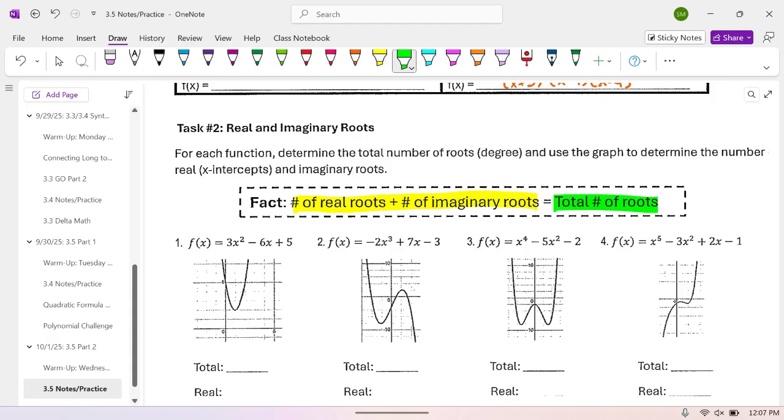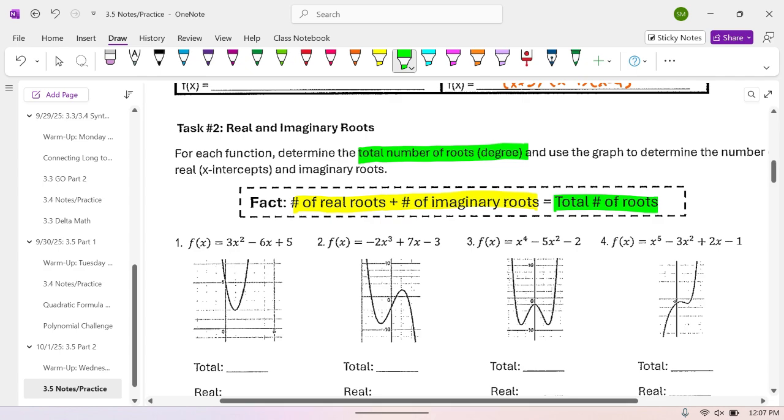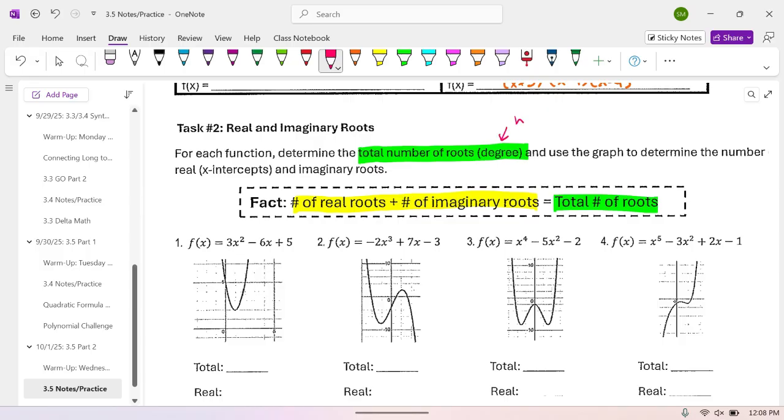And remember, the total number of roots comes from the degree of your function. So does anyone remember what degree means? We talked about this earlier in this unit. What does degree mean? Or what gives us our degree? Exponent of the biggest coefficient. So it's not the coefficient, but you're right about the exponent part. It's the biggest exponent. So, highest exponent. That's what gives us our degree. It also gives us the number of roots.